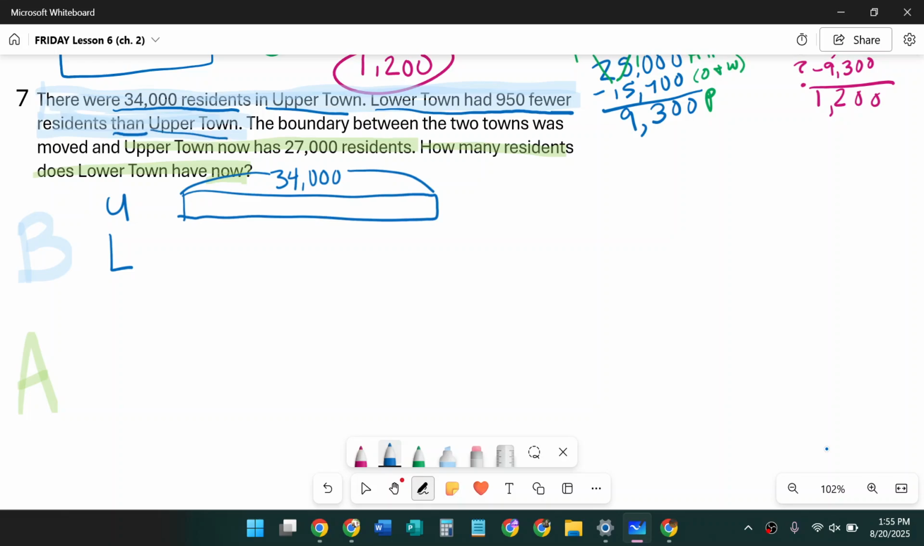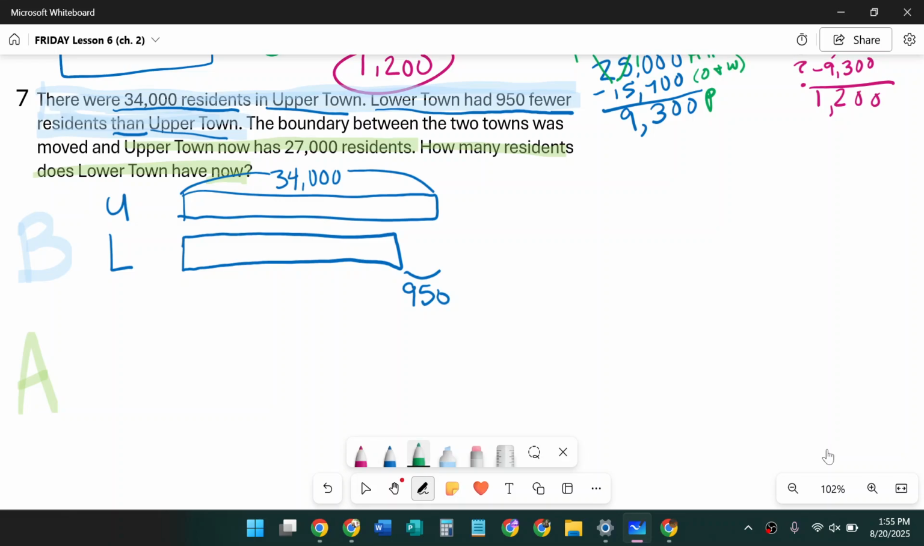So Lower Town had, let's leave out the number and read it again. Lower Town had fewer residents than Upper Town. So I need to make this shorter. Just make it a little bit shorter, because 950 seems like a very small number compared to 34,000. So here's my number that Lower Town had fewer.